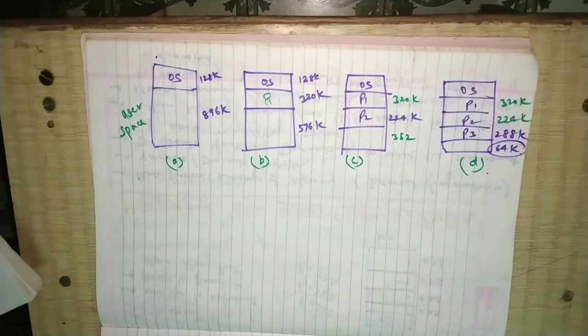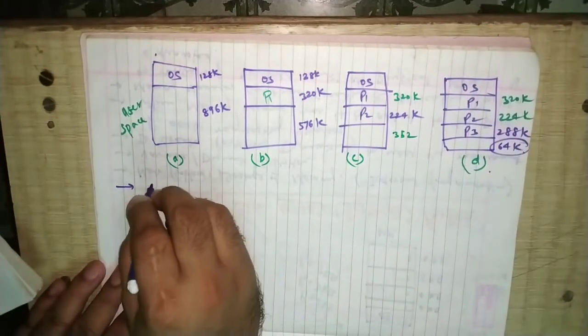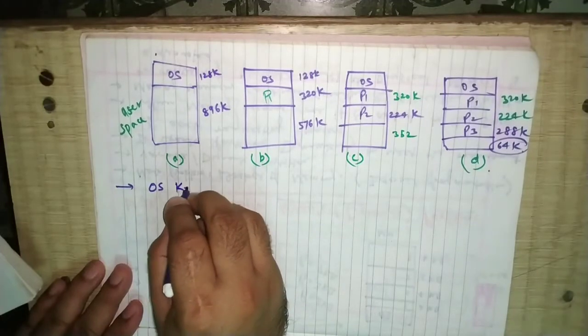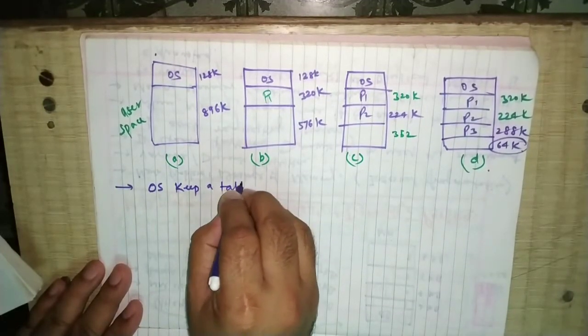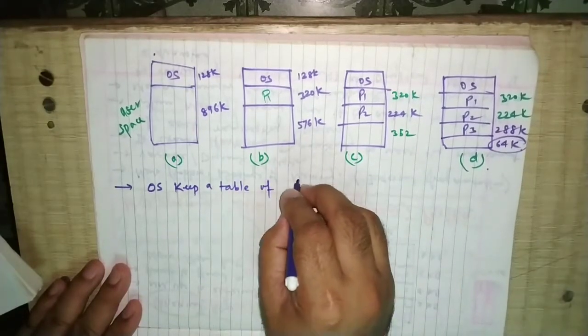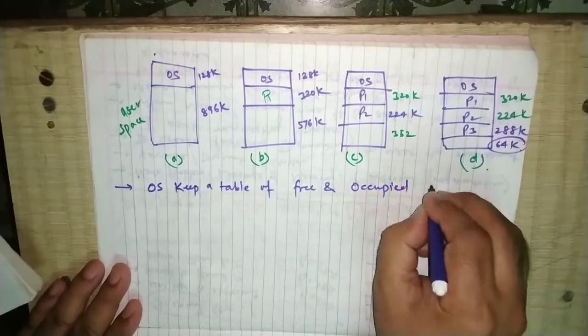The operating system keeps a table indicating which parts of the memory are available and which are occupied. This is a very important point. It is the operating system which keeps track of this, keeping a table of free and occupied memory.